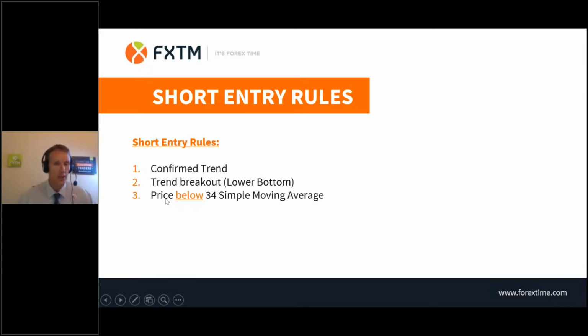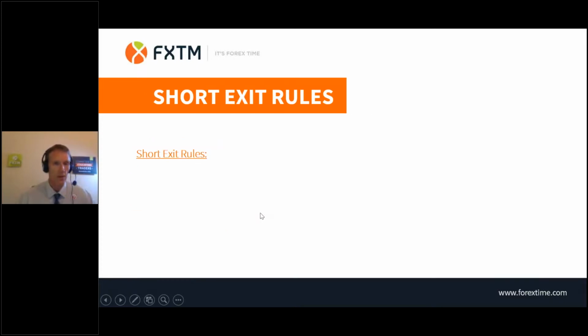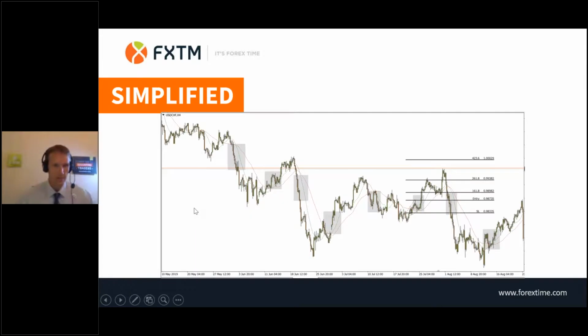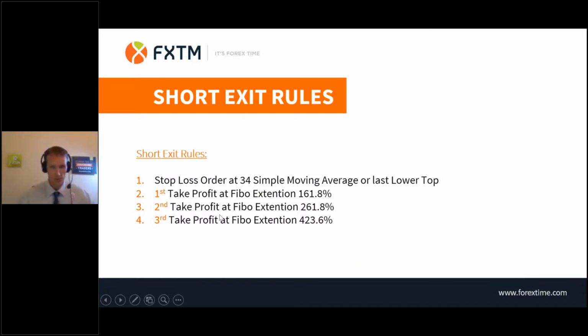Right, we're willing to take a calculated risk. The price must be below, this time below the 34. Must pull back again to the 15, and we enter the break of the lower bottom in this case. Short exit, exactly the same. We can choose the 34 or the last lower top. Look at the structure of the market, guys. Let that guide you. And we take the profits, right? Yes, we take it in 3 batches, right?